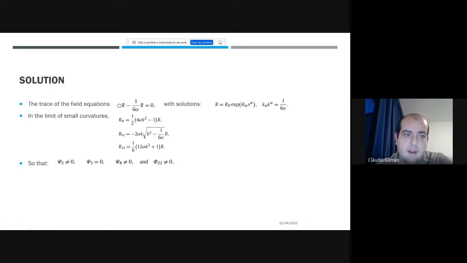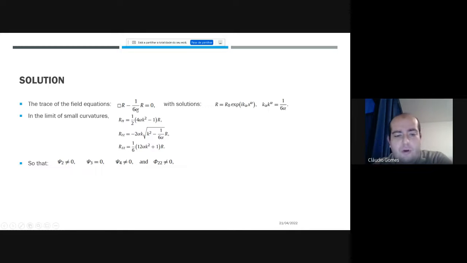Okay, so what do we do? We look, for instance, at the trace of the field equation here, okay? And we have a kind of wave equation with a mass term for the Ricci scalar. Can you understand what I mean? So we have a wave equation for the Ricci scalar with, let's say, m squared, like this, okay? With plane wave solutions, and we can actually find the constraint from the k wave number.